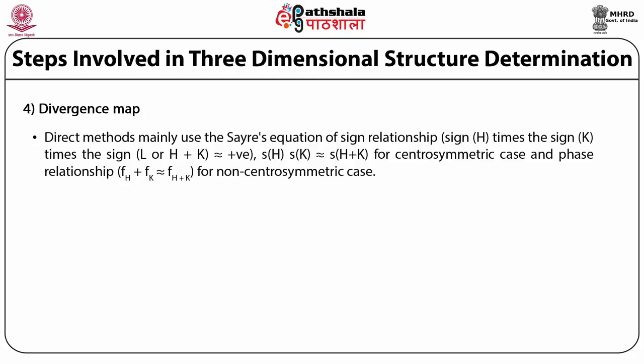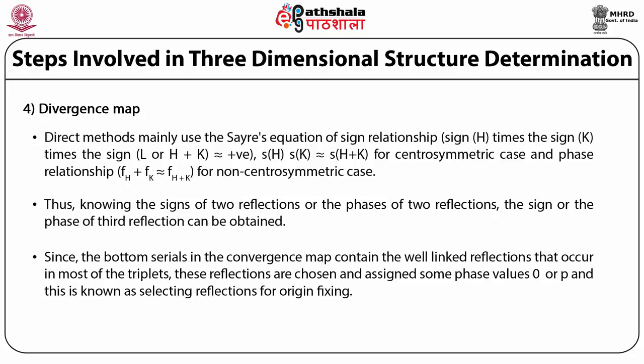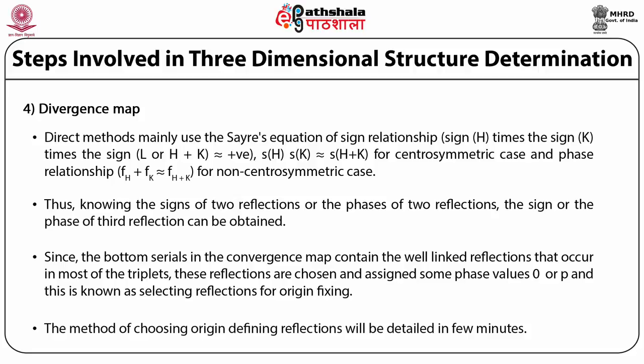Whenever these HKL reflections have strong E values, we can approximate the L reflection to be equal to H plus K, because they follow the relation H plus K plus L equals 0. Thus, knowing the signs of two reflections in the Sayre equation, or the phases of two reflections, the sign or the phase of the third reflection can be obtained. Since the bottom serials in the convergence map contain the well-linked reflections that occur in most of the triplets, these reflections are chosen and assigned some phase values a priori, like 0 or pi, and this is known as selecting reflections for origin fixing. We will deal more with this in a few minutes.